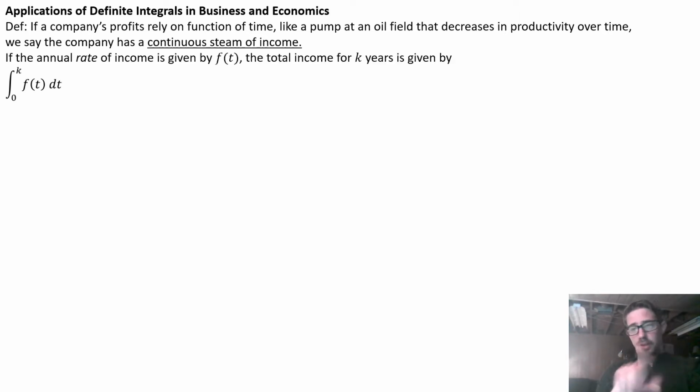So if we have an expression for the annual or monthly or whatever rate of income given by our income stream, f of t, the total income from 0 to k years is just the integral from 0 to k of that rate, right? Because the integral is the reverse of a derivative. And if we're given a rate, we integrate it to figure out the amount of stuff that happened.